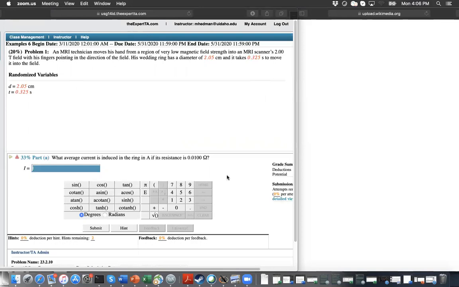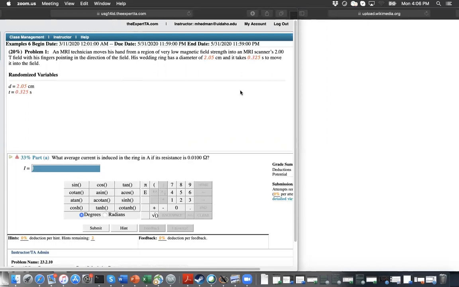Basically, we have the expert TA window sitting over here, and we have some white space here to work on the problem. The problem here is stated as follows. An MRI technician moves his hand from a region of very low magnetic field strength into an MRI scanner's 2 Tesla field with his fingers pointing in the direction of the field. His wedding ring has a diameter of 2.05 centimeters, and it takes 0.325 seconds to move it into the field. The question we're trying to answer is, what is the average current induced in the ring, in amperes, if the resistance is 0.01 ohms?